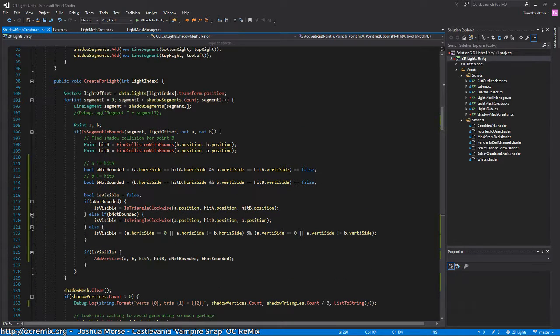Alright, so again, let me just walk through this. If the A triangle is valid, then we check if it is clockwise, and if that's true, then we do have to add something. But if A is bounded but the B triangle is valid, then we check that one. And then if both A and B are bounded, then we need to see if they're on opposite sides of the bounding area. Okay, so yeah, I think this is good.